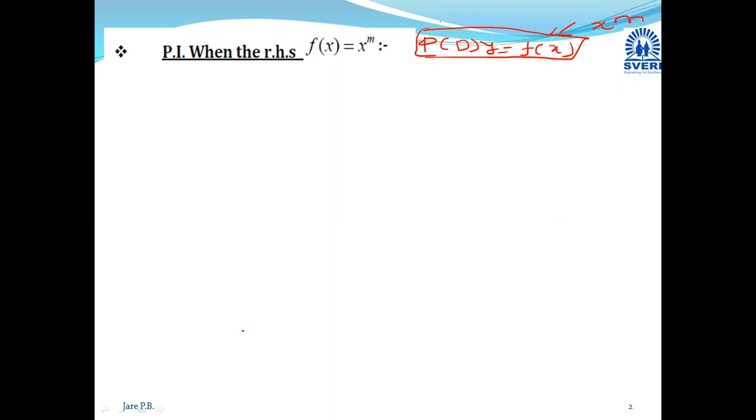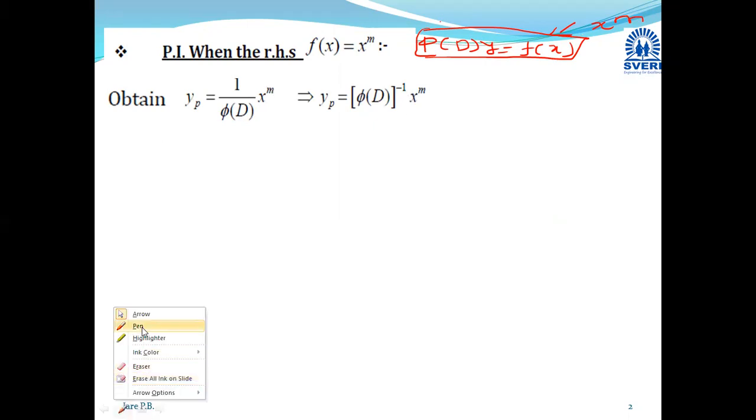So what is the case we have seen? We obtain yp equal to 1 upon phi of D into x raised to m. For that, first of all, we write down this inverse operator, meaning 1 upon phi of D, in terms of phi of D raised to minus 1, into x raised to m. Just one step: we write 1 upon phi of D as phi of D raised to minus 1.